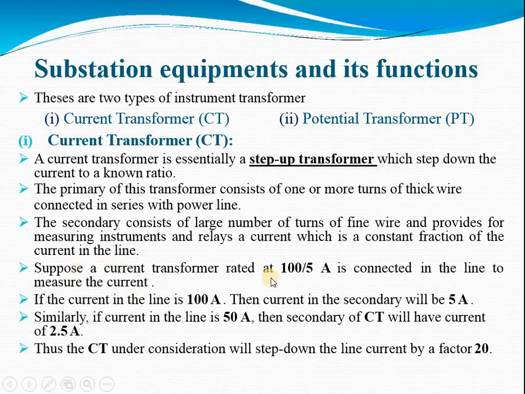Suppose a current transformer rated at 100 by 5 ampere is connected in a line to measure the current. If the current in the line is 100 ampere, then the current in the secondary will be 5 ampere. So this is going to step down the current to a known ratio. Similarly, if the current in the line is 50 ampere and the secondary of the CT is 2.5 ampere, thus the CT under consideration will step down the line current by a factor of 20. So if you multiply this 2.5 by 20, you will get 50 ampere as the primary current.